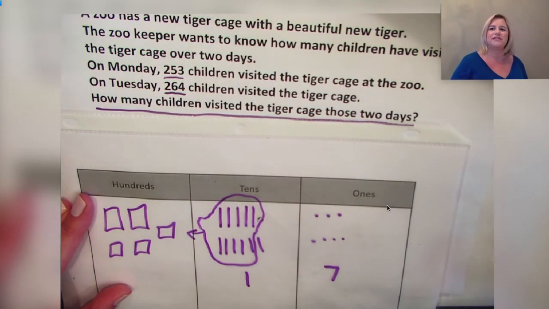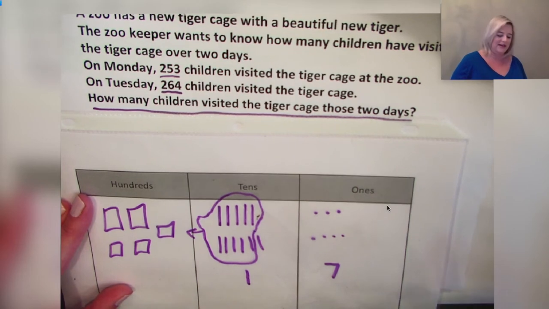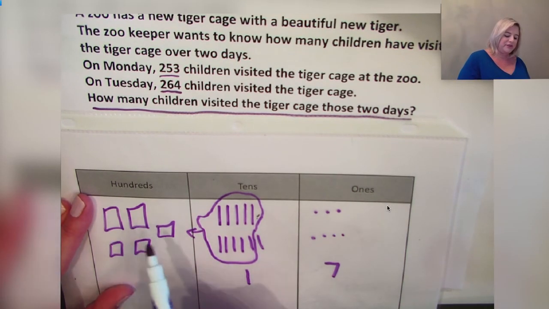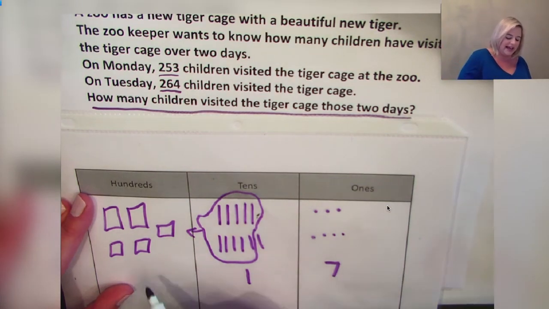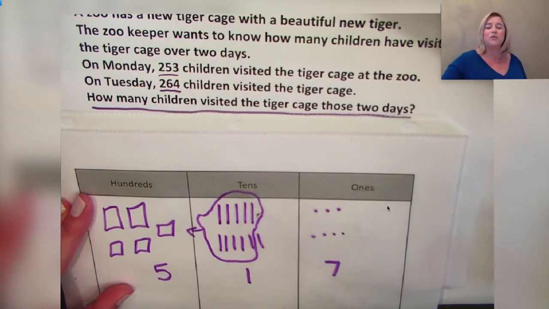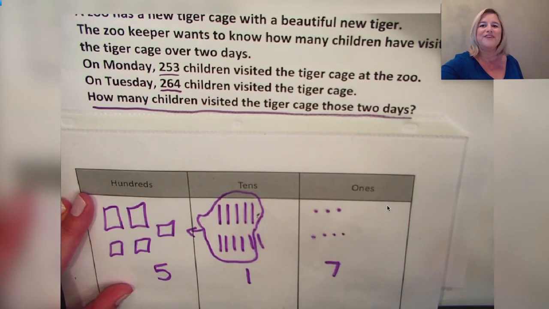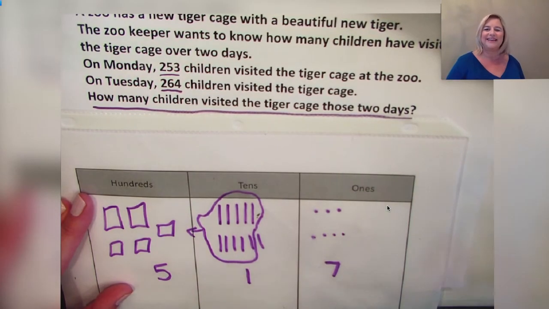Let's count our hundreds. Point as you count with me. 100, 200, 300, 400, 500. Excellent job, boys and girls. So we now have how many in the hundreds place? 5. So let's add a 5. So what is our total number? 517. Very good. What does 517 tell us?